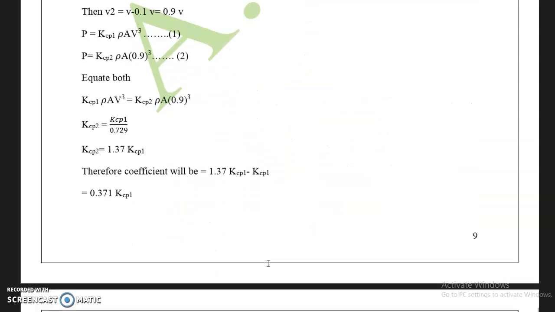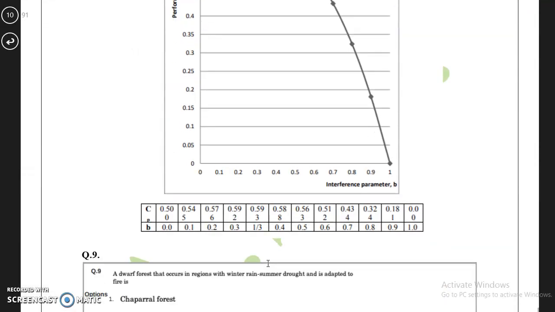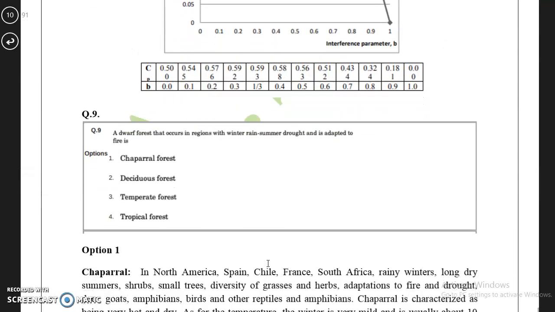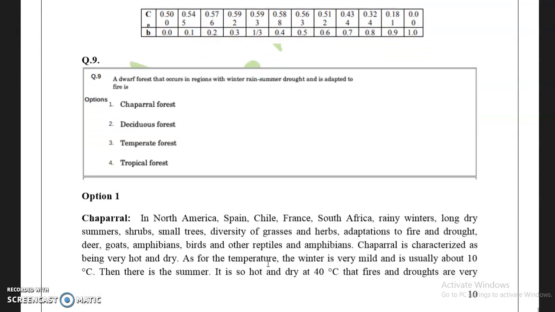Moving on to the next question. Question number 9. This is from the unit Ecology, one of the most important units, because the maximum number of questions are asked from this unit. It says that a dwarf forest that occurs in regions with winter rain, summer drought, and is adapted to fire is, and various options are given below.